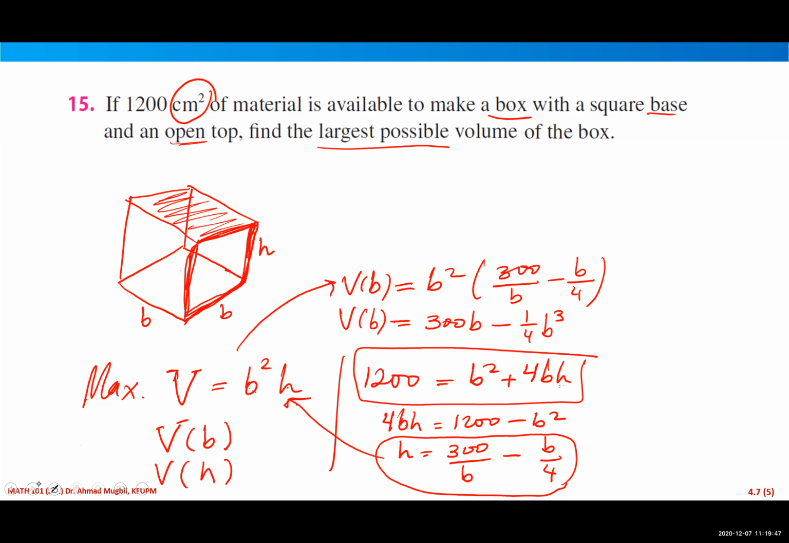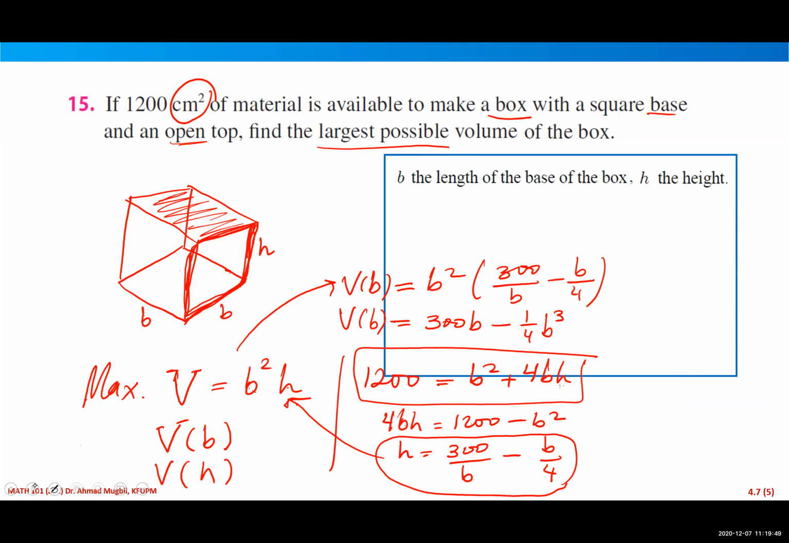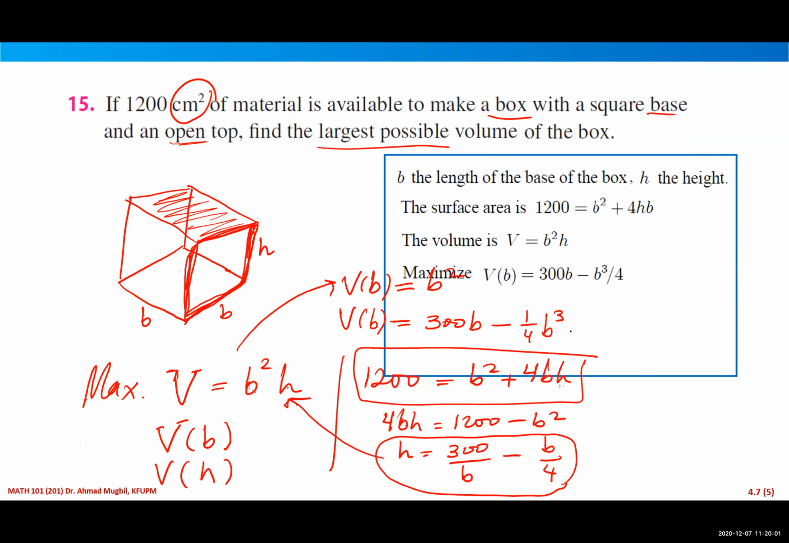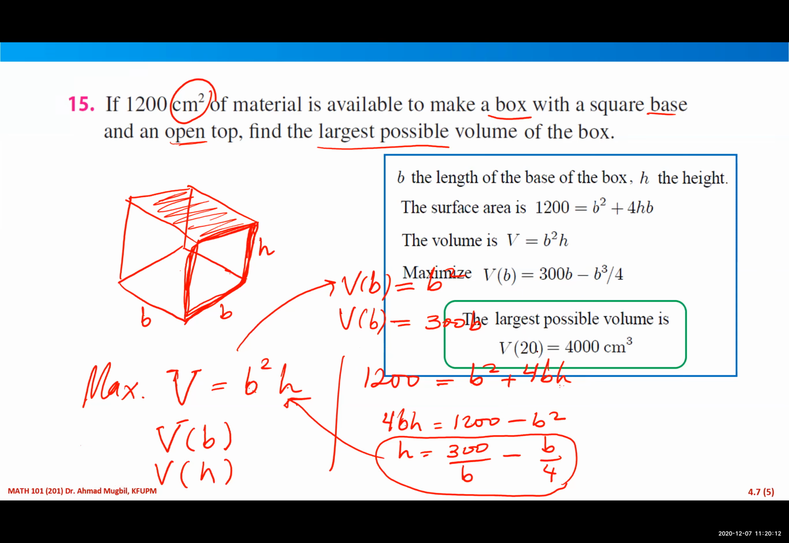What we will do, we will find the first derivative. I put all the details here for you, by the way. And this is the surface area, this is the volume, and this is what we have. The same that we had. Now what you want to do is just find the first derivative and find the maximum. It is not difficult. You can continue, and the maximum value of b will be 20. And if you substitute in the original relationship, you will have the largest volume, which will be 4,000.